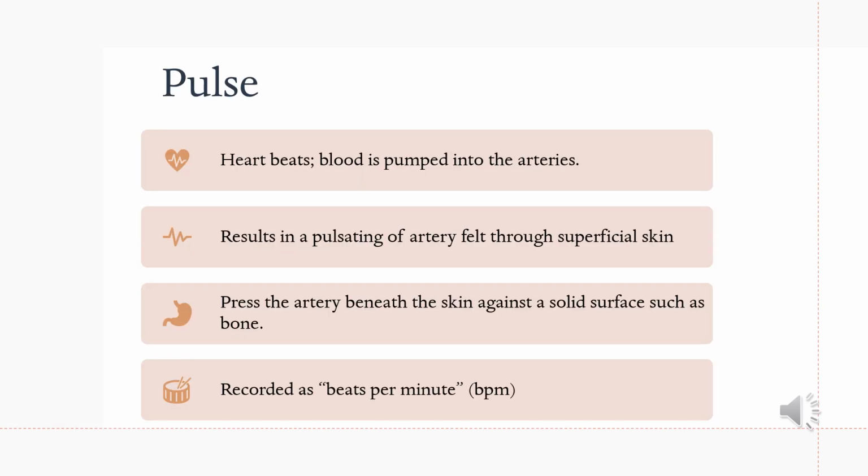Now we're going to move on and discuss pulse. The pulse is felt as the heart pumps blood into the arteries in a rhythmic manner, causing a throb or pulsation. It can be easily detected by gently pressing superficial arteries against a bone. You need to compress the artery slightly to get a thumping of the pulse. Don't press too hard or you will shut the blood flow off altogether and will not be able to feel the pulse. Then you're going to record the pulse in beats per minute, abbreviated BPM.